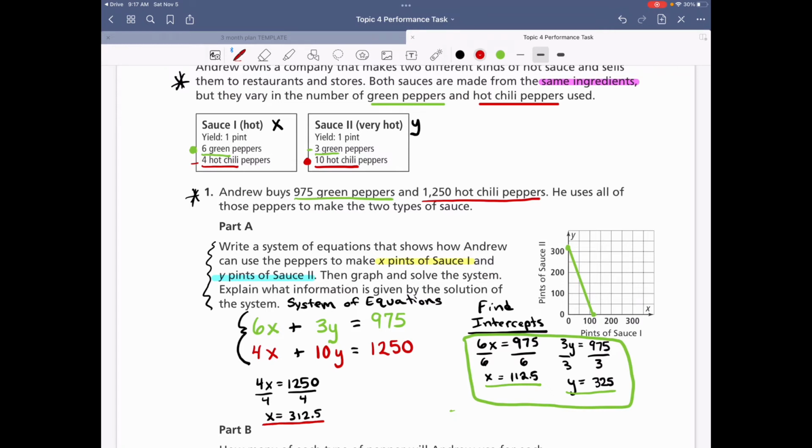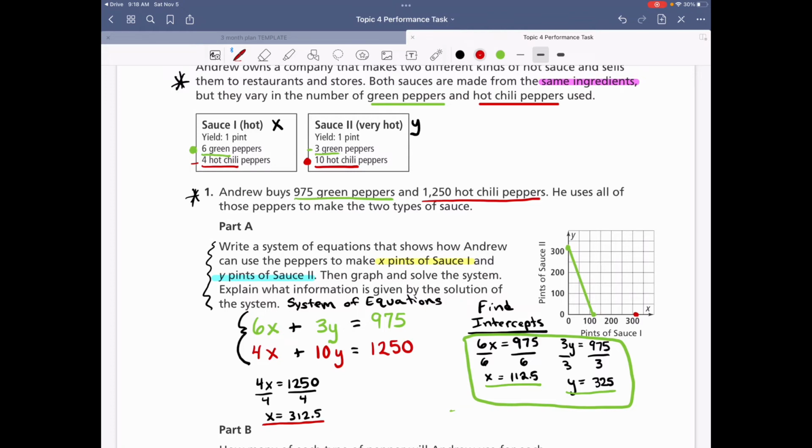and I'm going to graph that over here. If I have 1,250 red chili peppers, then I could make just 312 pints of sauce 1. But that means I'd be making 0 pints of sauce 2. And I think he wants to be making some of both.